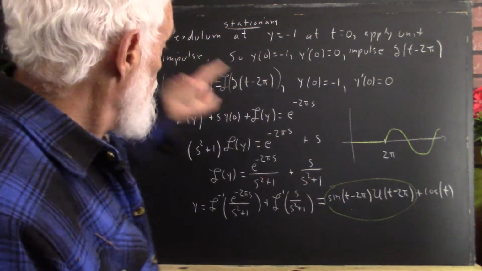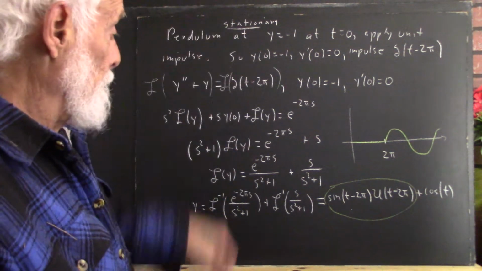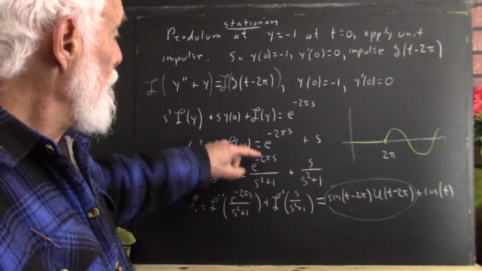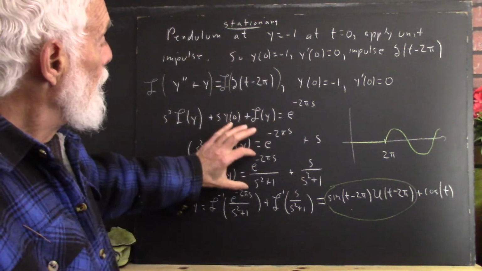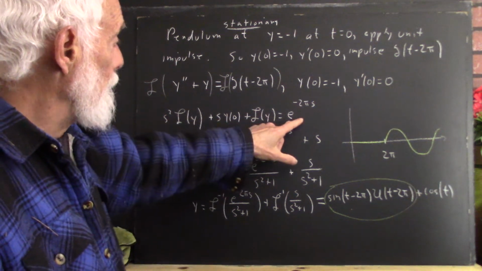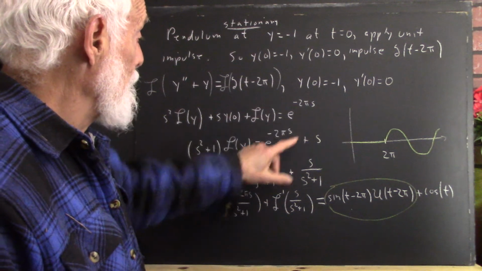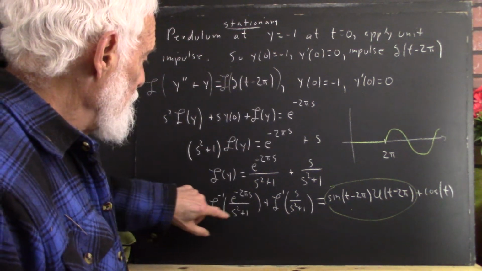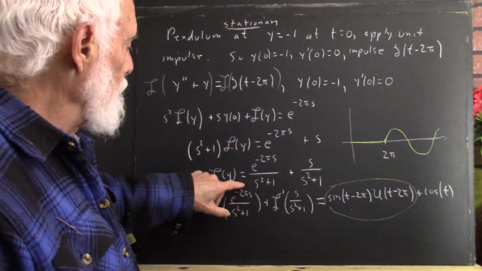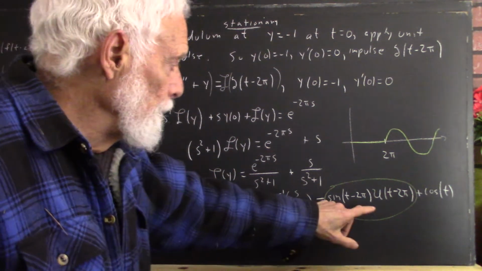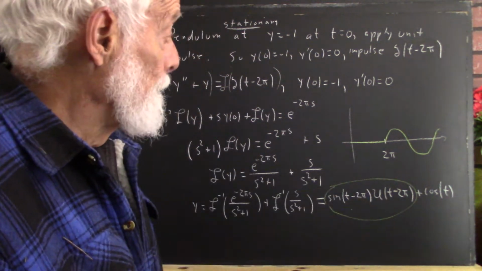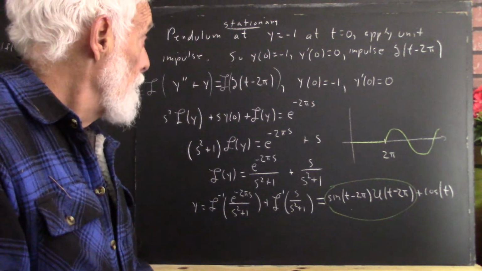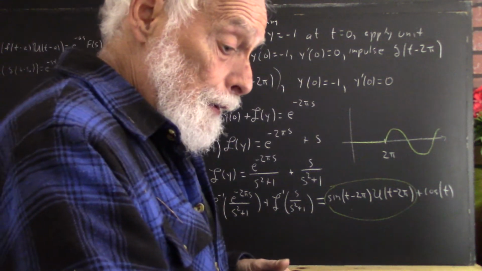kicks in due to the impulse. It's due to the impulse, and that's exactly the way it comes out of the equation. This term here comes out of the impulse. Becomes this and becomes this. So the inverse transform of what you get from the impulse is this. So there it is. And that's going to be superposed on your other function, which is cosine of t.